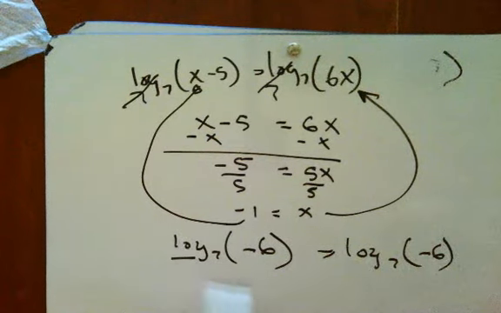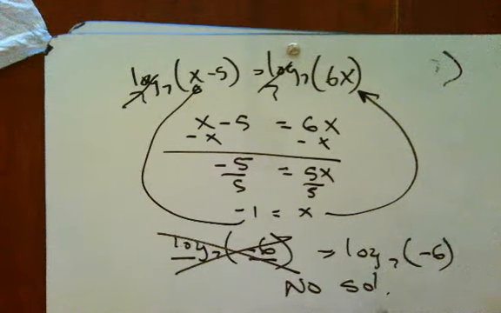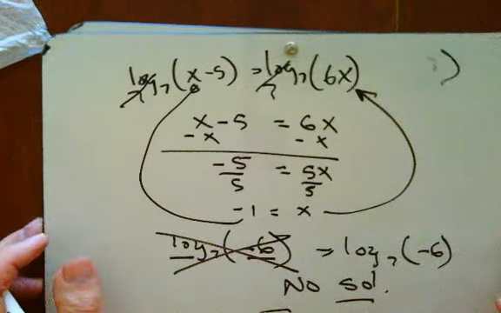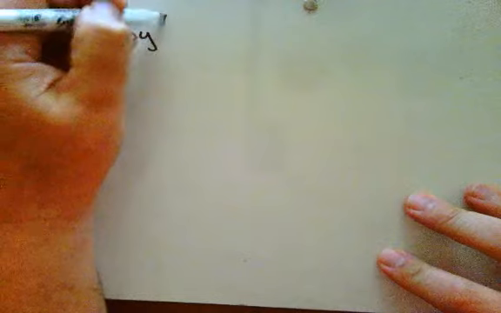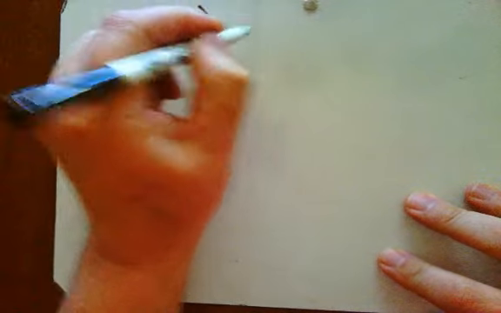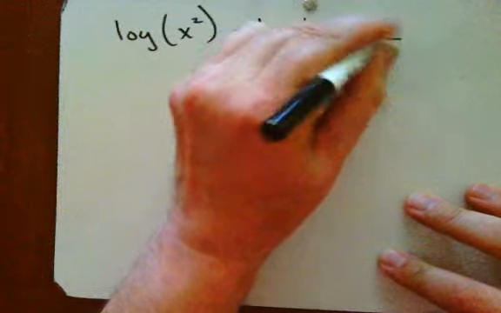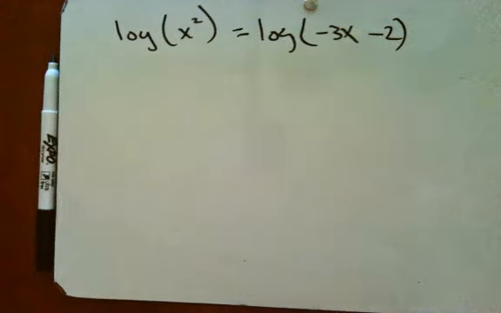Is that good? No, because when we plug that negative 1 back in here, or in here, in either case in this problem, we'd have log base 7 of negative 6. And while it's true that log base 7 of negative 6 is equal to log base 7 of negative 6, I can't take the log of a negative, and so this is no solution. Okay? So watch out for no solutions. Log equations are always must checks. Okay? How about this one?